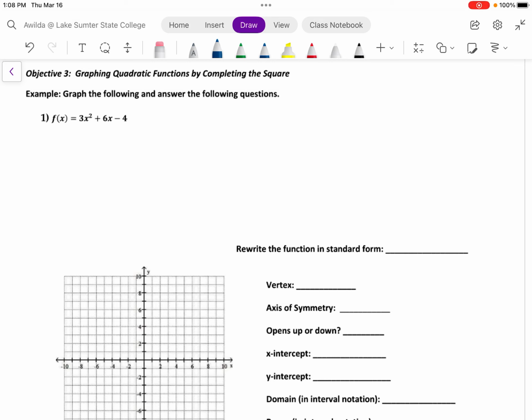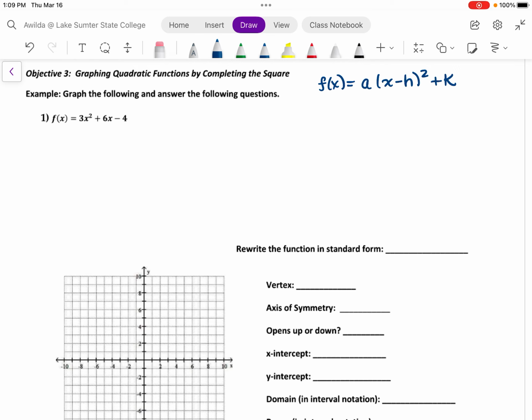Next, let's look at dealing with quadratic functions that are written in vertex form. We're going to practice how to rewrite these in standard form by completing the square. In this first example, we have f of x or y is equal to 3 times x squared plus 6 times x minus 4. In order to write this in standard form, my goal is to write it as f of x is equal to a times x minus h quantity squared plus k.